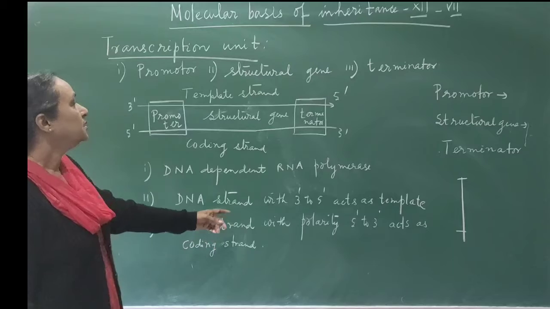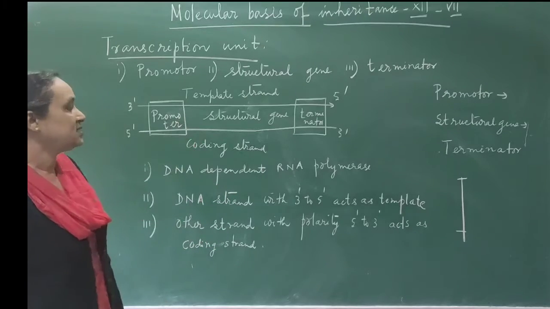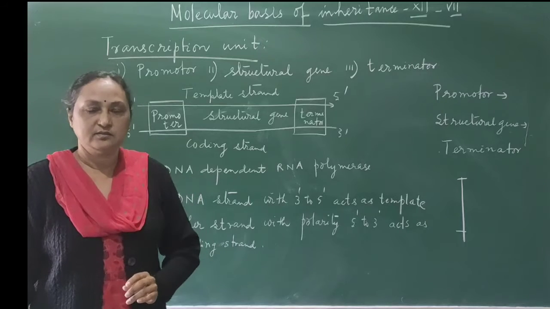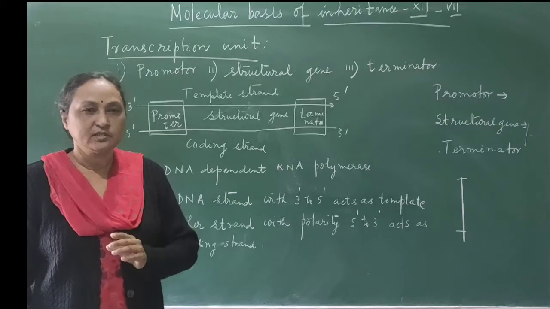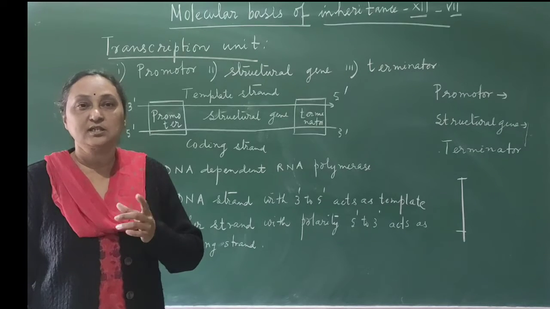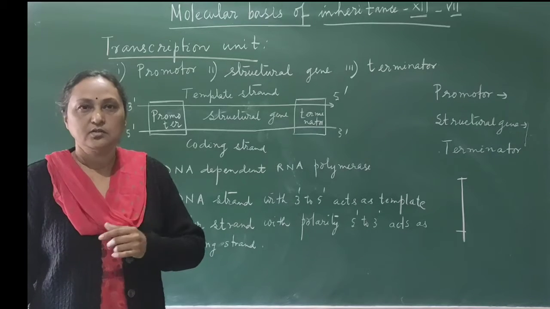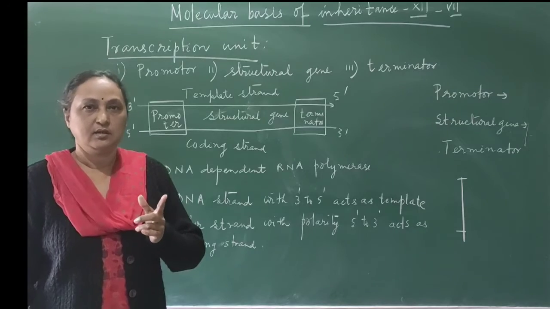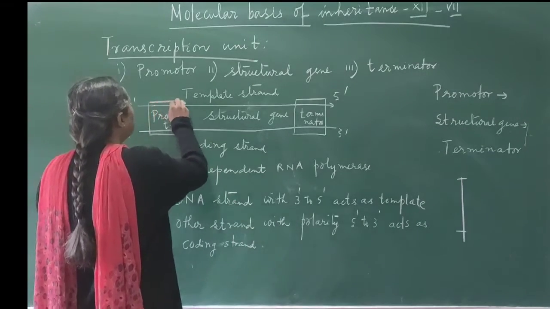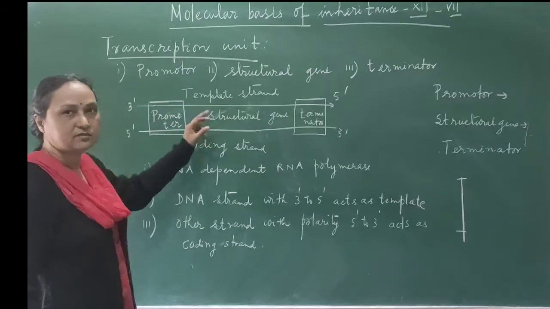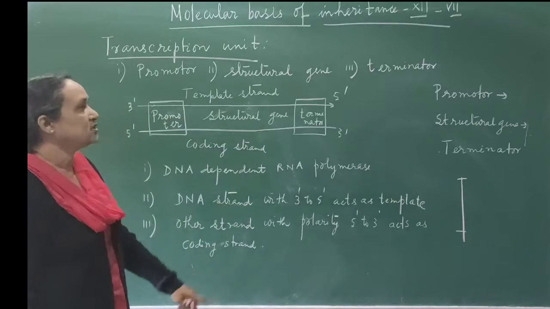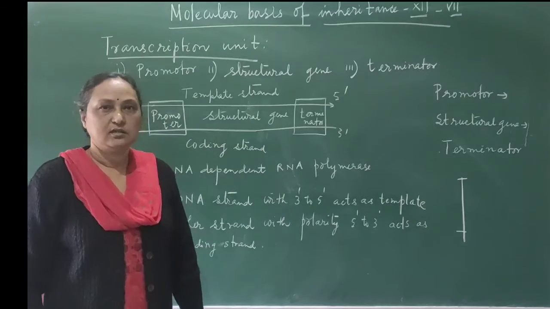And the promoter is the site where the RNA polymerase will come and bind. So when the RNA polymerase binds to the promoter site, then the process of transcription starts, initiates. So that is called initiation. Then the RNA polymerase will keep on moving on the strands. Okay. Now the structural gene, that is the coding area.